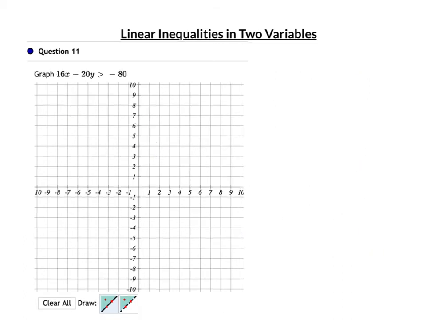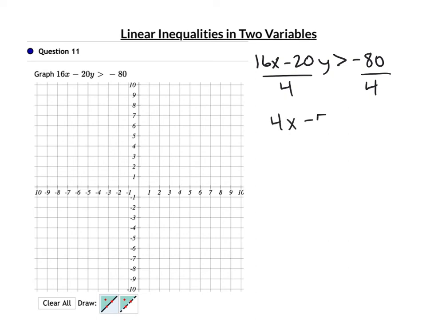I intentionally chose this one because you're going to have to divide by a negative. Now let me just point out here, this equation could be simplified because every number has a common factor. In fact, at least 4. They're all divisible by 4. I could divide both sides by 4. It gives me a little nicer equation. That'd be 4x minus 5y is greater than -20.